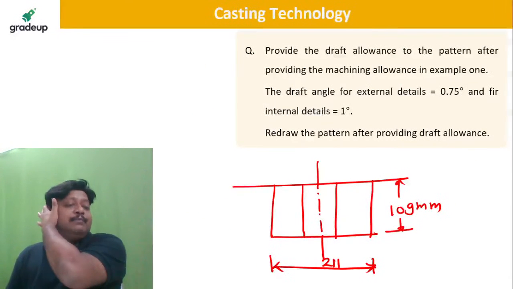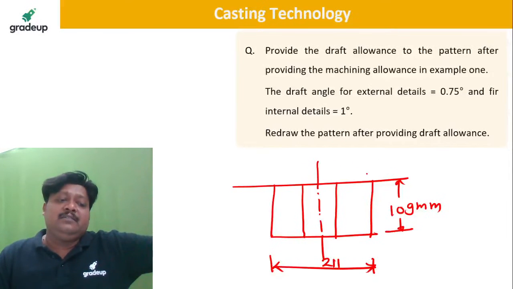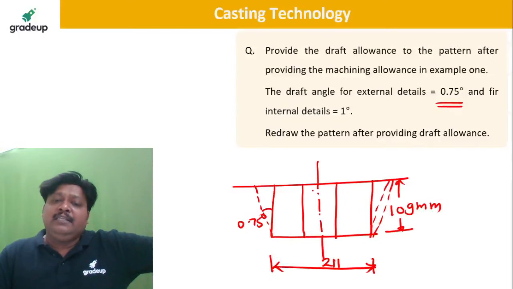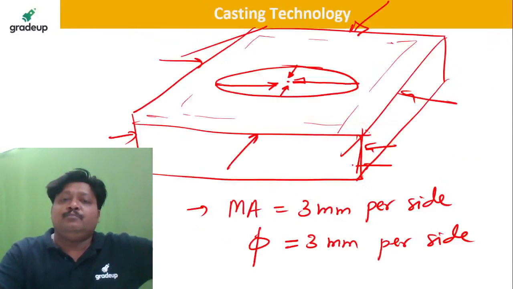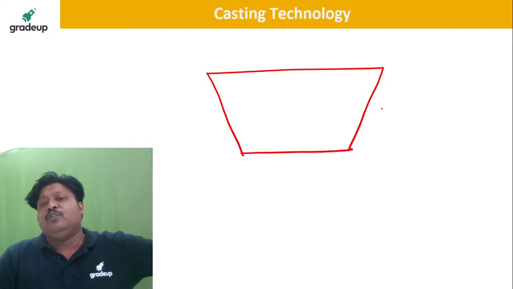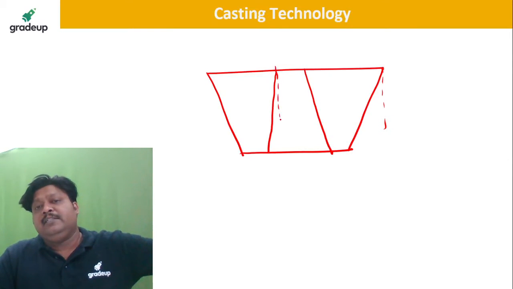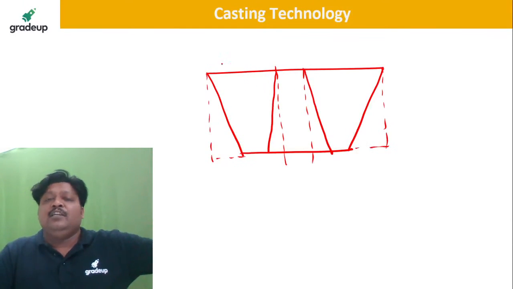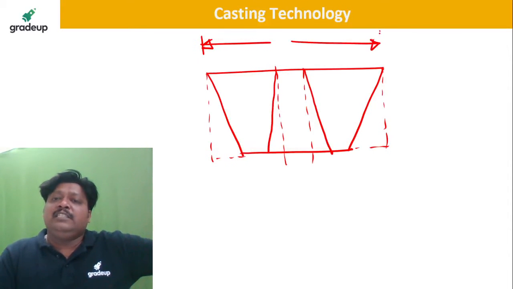Very fast, just calculate the dimension when we are providing the draft allowance. Here we are providing the draft, that is a taper allowance. For the external dimension, take 0.75 degree, and on the internal dimension, on the internal taper, you will get 1 degree. So how is your pattern going to look? Externally it looks like this because of the taper, and internally it looks like this because of the taper. Calculate the external taper and internal taper very fast and tell me the dimensions. You only have to calculate this dimension because it is going to change by the taper.